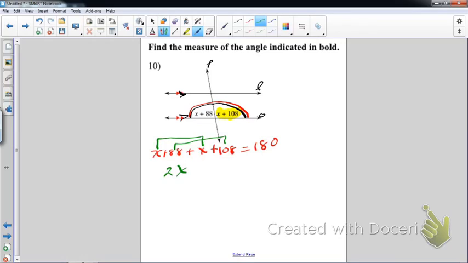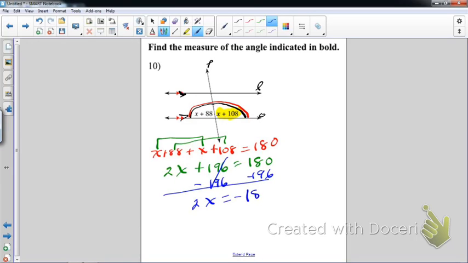108 plus 88 will give us 196. So we have plus 196. And what I want to do now is set it equal to 180. And then I'm going to subtract what we have here, 196. That simplifies, and I have 2x that is equal to, just like last time, negative 16. Sorry, I keep on saying 18, I don't know why.